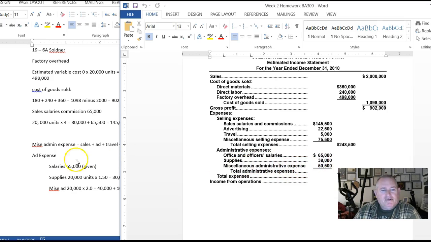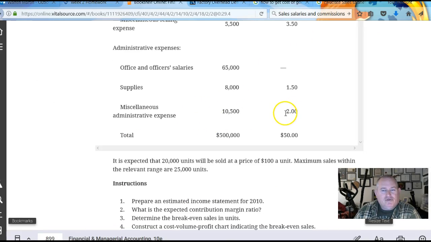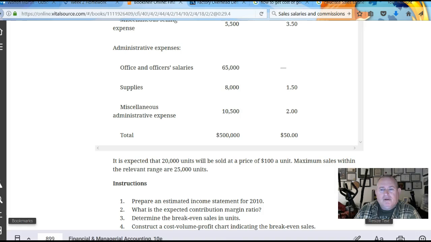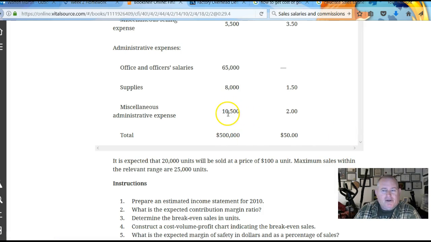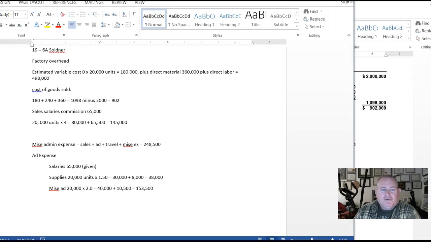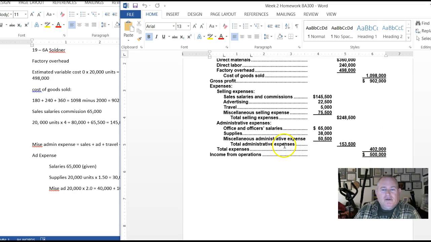Miscellaneous advertising. Okay, let's go to miscellaneous advertising. Again, we've got the 2. So the 2 times the 20,000 units that we're selling. Okay, 2 times the 20,000 right here equals 40, plus the 10.5. They give us that 10.5 right there. And that gives us 50, oops. That gives us the 153.5 down there, right there.